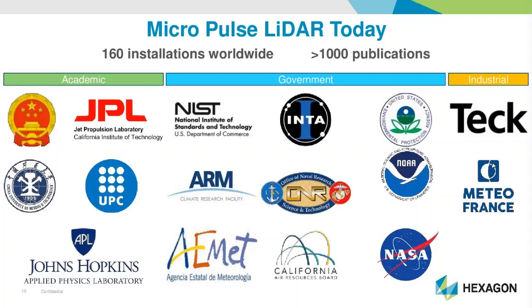So a little bit about micropulse LiDAR. We have about 160 installations worldwide. I believe if you go through Google Scholar, you'll probably be able to find about 1,000 publications that have been put together using MPL or mini MPL products. So it's a widely used and researched bit of equipment with government and academic research labs.